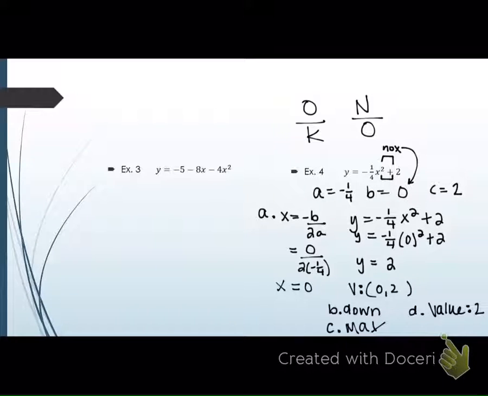Compressed. This kind of looks like vertex form, so keep that in mind. Some of these problems, if they don't have a b value, could go either way. All right? Just so you're aware. We're going to look at the word problem. If we have time, we'll go back to number 3.